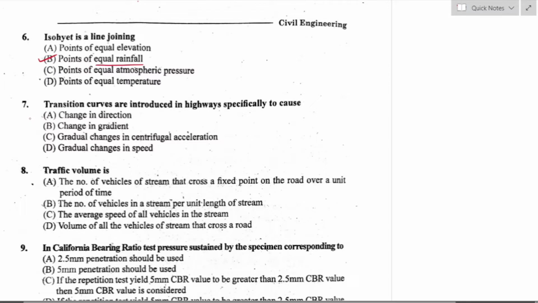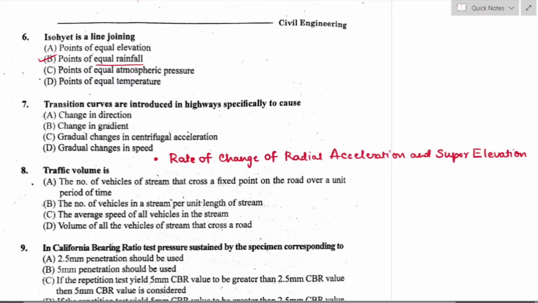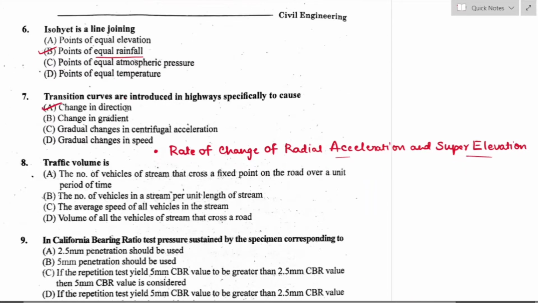Question number 7. Transition curves are introduced in highway specifically to cause. Transition curves are designed to prevent sudden changes in the lateral or centripetal acceleration, and it is governed by rate of change of radial acceleration and rate of change of super elevation. So, transition curves are introduced in highway specifically to cause change in direction. Option A is the right answer.